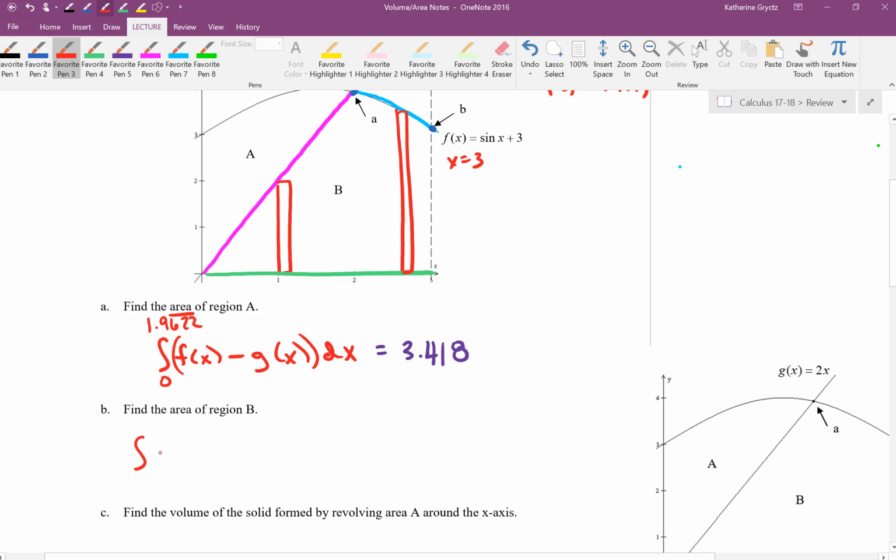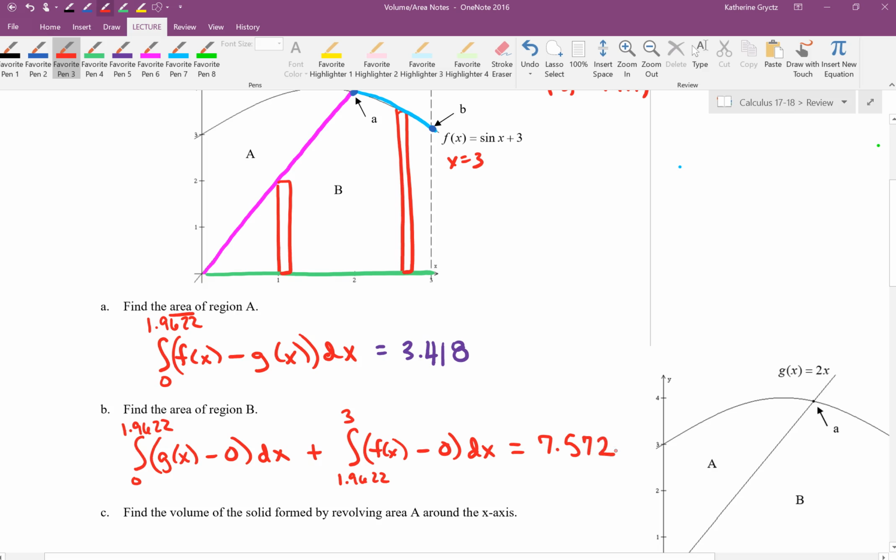So the first integral, the top is going to be g of x, and the bottom is going to be 0. I'm going to do dx, and our interval is 0 to 1.9622. No, you don't have to show the 0. Okay, and then the second integral, the top is going to be f of x, and the bottom is going to be 0. We're going to do dx, and our interval is 1.9622 to 3. Don't have to show the zeros, but we go put this in our calculator and you get 572. Okay, so areas you need to be able to get pretty quickly.